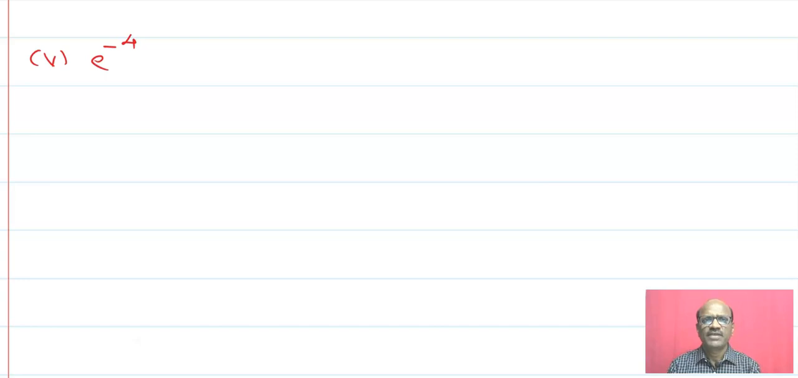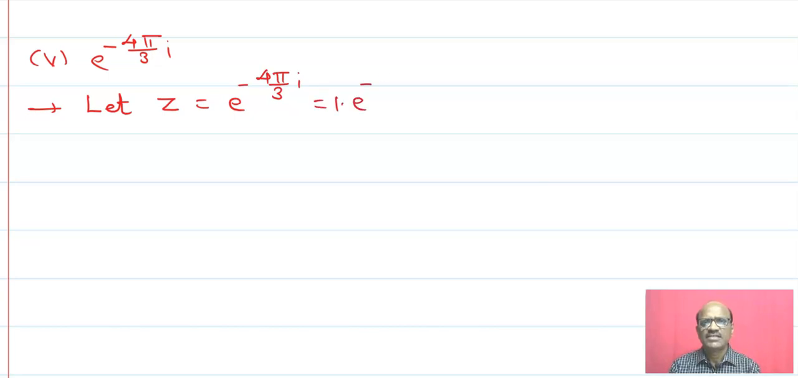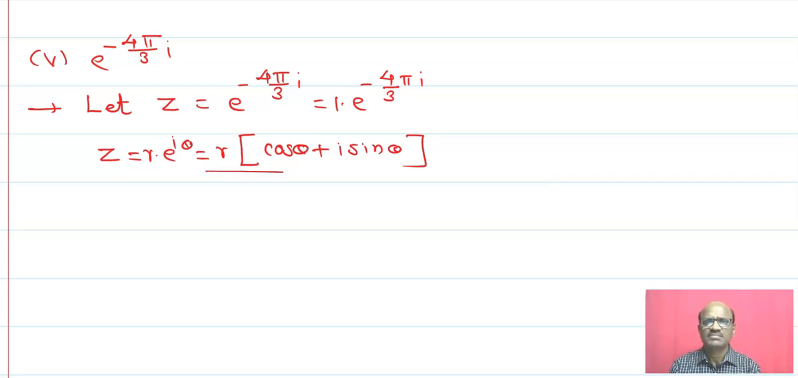Now problem number 5: e raised to minus 4 pi by 3 i. Again z is equal to e raised to minus 4 pi by 3 i. It is written in this manner: 1 times e raised to minus 4 pi by 3 i. Again the basic formula: z is equal to r e raised to i theta, that is r cos of theta plus i times sin of theta. Now what is theta here? Theta is 4 pi by 3.